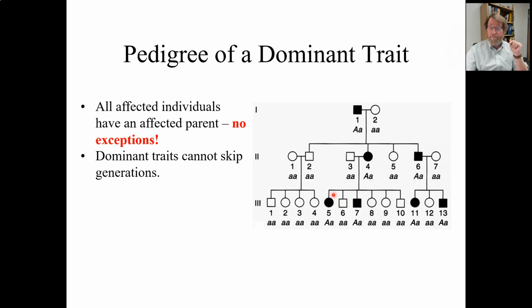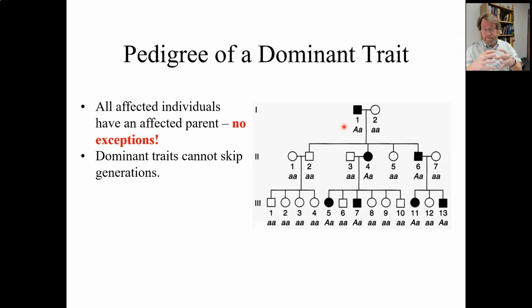So person 5 here, the answer is yes. For person 7, yes. Person 11, yes, they have a parent who's affected. Same for 13. And then I go to this generation, person 4, does she have a parent who's affected? Yes. And for person 6, does she? Yes. So that confirms to me that this is a dominant trait.